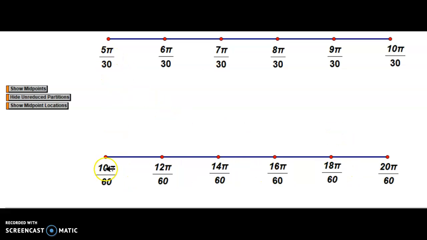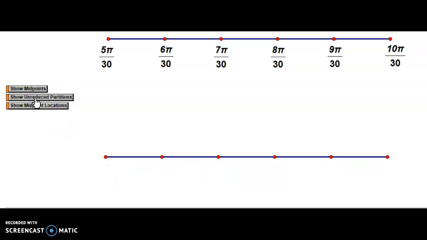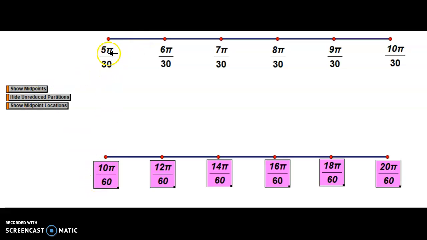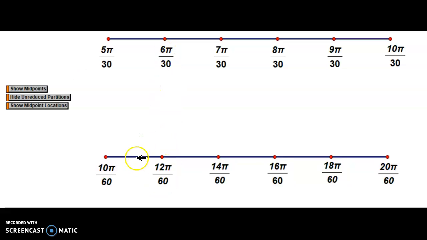So this 5 pi over 30 is the same as 10 pi over 60, 12 pi over 60, right? If I don't do that unreducing, if I try to find the middle of 5 pi over 30 and 6 pi over 30, then I'm talking about 5.5 pi over 30, which nobody likes. But when I unreduce these, 10 pi over 60 and 5 pi over 30 are the same, 12 pi over 60 and 6 pi over 30 are the same. I'll know exactly what's in the middle. It's 11 pi over 60.